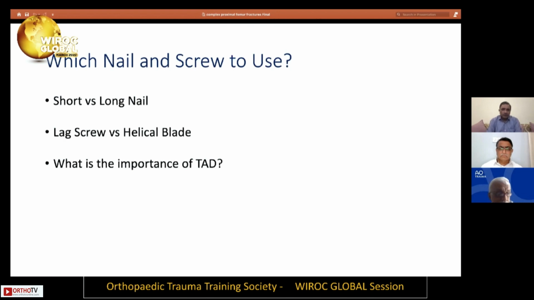And then once we have decided that we are going to nail this fracture, we have to decide whether we are going to use a short or a long nail, and whether we are going to use a lag screw or a helical blade.